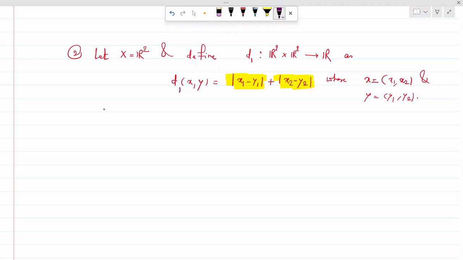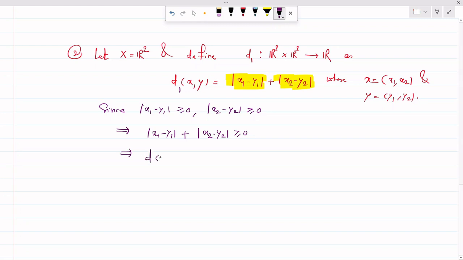Since mod of x1 minus y1 is greater than or equal to 0, and mod of x2 minus y2 is greater than or equal to 0, this implies their addition, that is mod of x1 minus y1 plus mod of x2 minus y2, is also greater than or equal to 0, and as per the definition this is nothing but d of x comma y. So d of x comma y is greater than or equal to 0. Now further, let's find a condition where d of x comma y becomes 0.